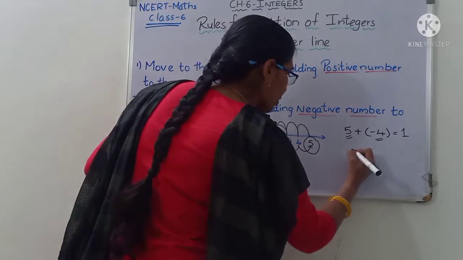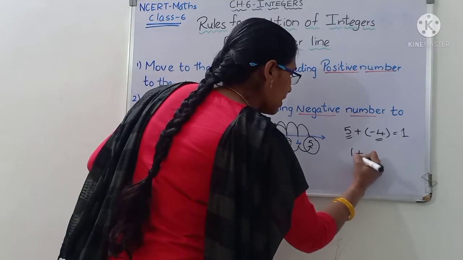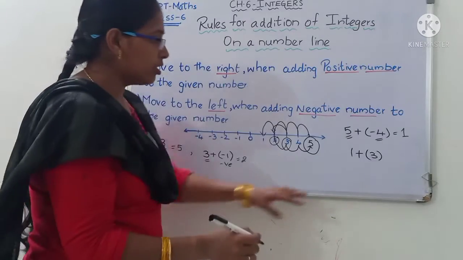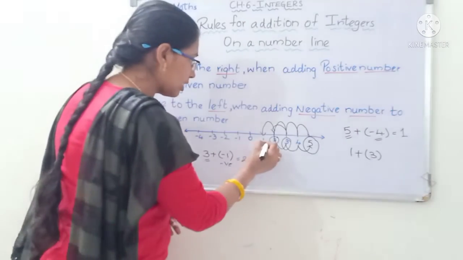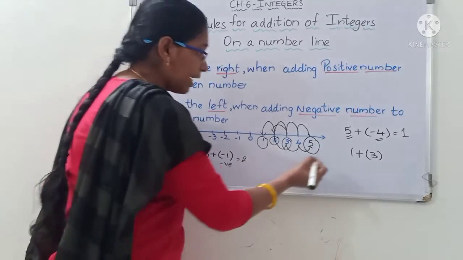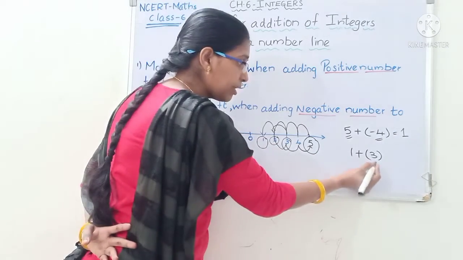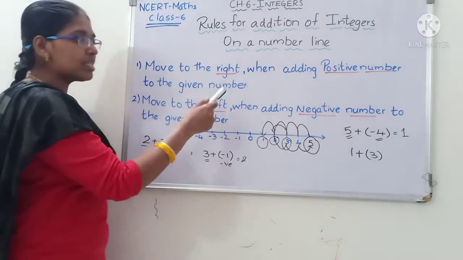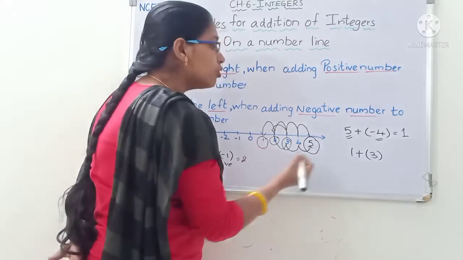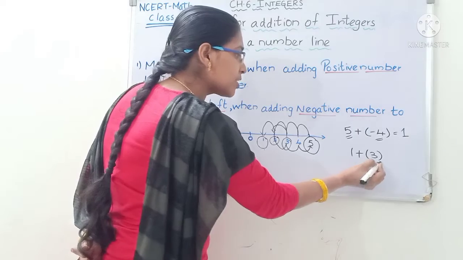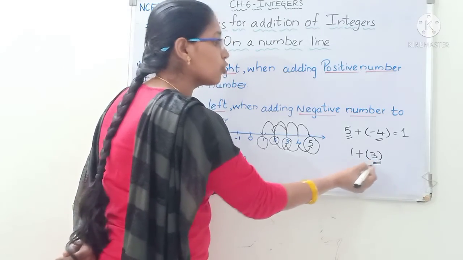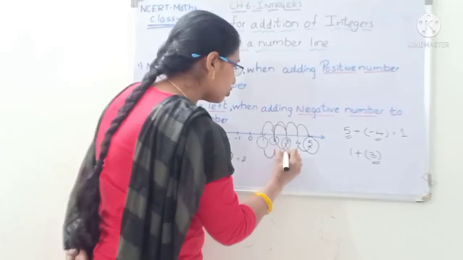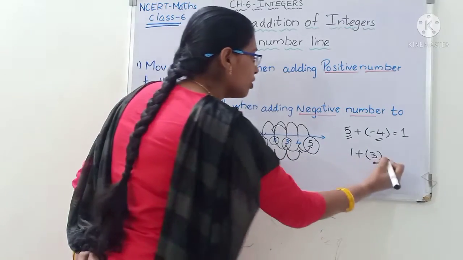Let's see another example. 1 plus 3. So here first 1 is given. So locate it on the number line. 1 is here. And you are adding a positive number 3. So when you are adding a positive number, you should move towards right. So from 1, you should move towards right. How many steps right? 3. You are adding 3. So you will move 3 steps right. From 1, 2, 3. You reach 4.